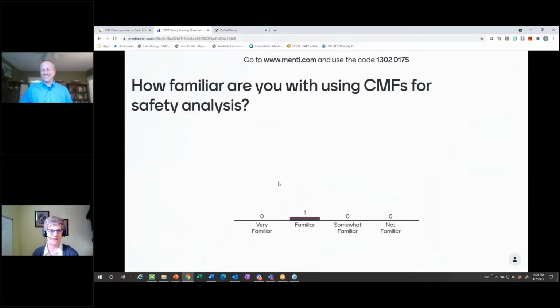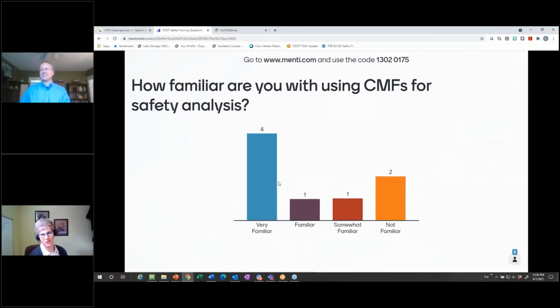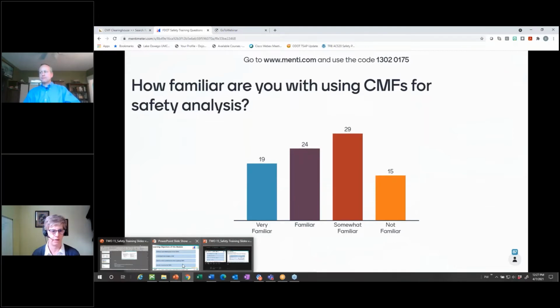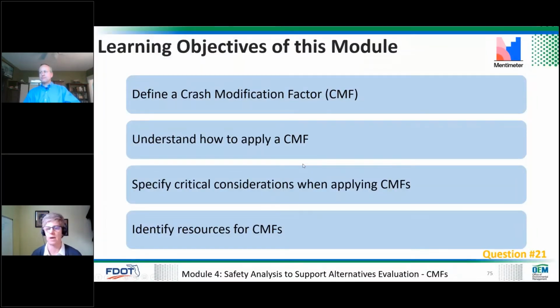Okay, so we're talking about crash modification factors. How familiar are you? You guys were chomping at the bit to start answering. Pretty even. Okay, so pretty even split. Hopefully we get a little for everyone. Fundamentally, we want to give you insights as to what they are, and then what to think about when using them.